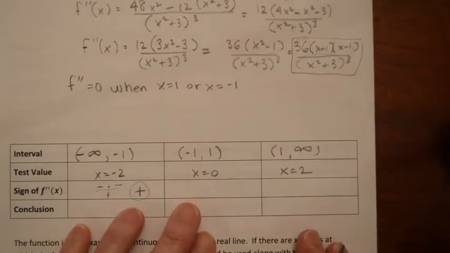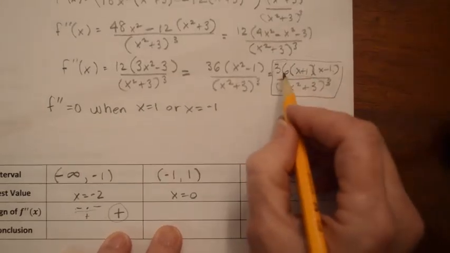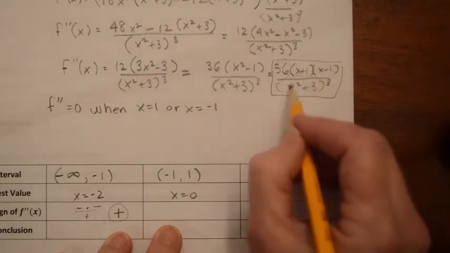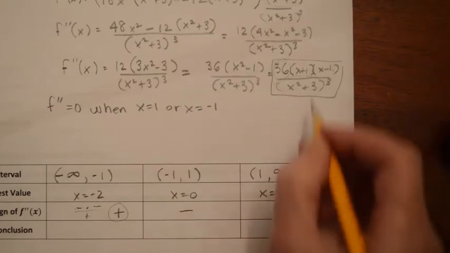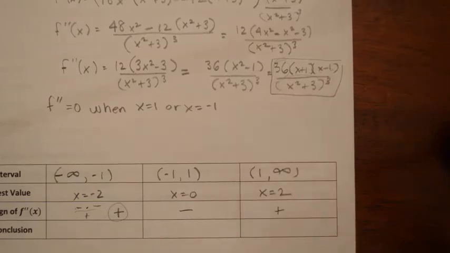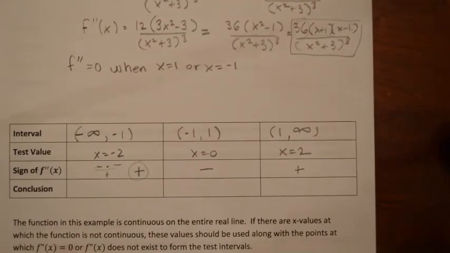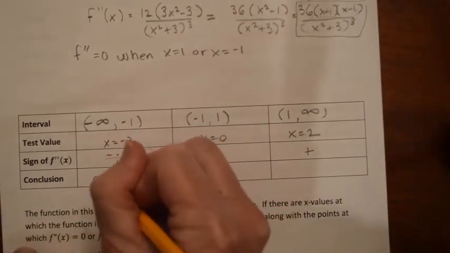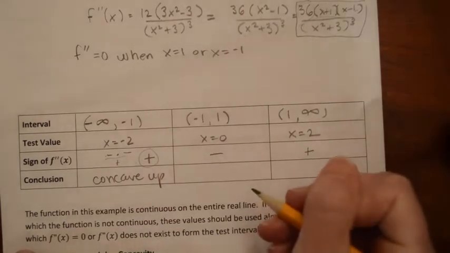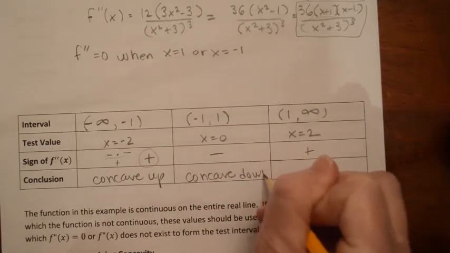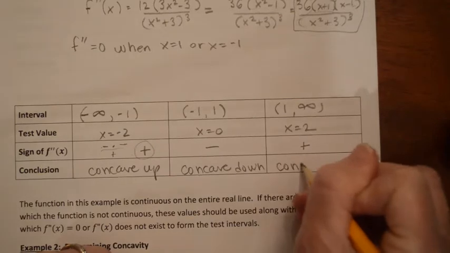Right, I'll do the same thing for 0. When I plug 0 in here, I get 0 plus 1 is 1, that's positive. 0 minus 1 is negative, so positive times negative over something that's always positive, that's going to give me negative. And then I plug 2 in, 2 plus 1 is positive, 2 minus 1 is positive, that's always positive, so it's positive. All right, then the conclusion is that in this interval, it's always positive. Therefore, it's concave up. In this interval, it's always negative, so it's concave down. And in this interval, it's positive, so it's always concave up.